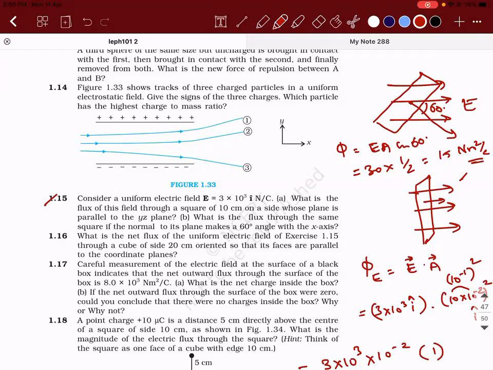We'll do one last problem. Right, we'll try that. So look at the 16th question.